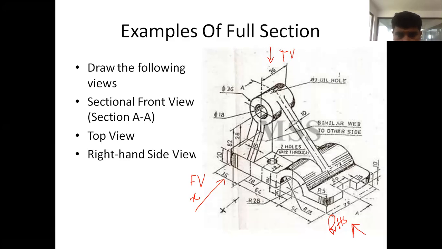You have to draw a sectional front view, a top view, and a right hand side view. You can see in the figures what all the things are there. What is the front view? From here we have to see the front view, this is the top view, and this is the right hand side view. If it is asked, your figure's front view will be on the right hand side, and the right hand side view will come on the left hand side.